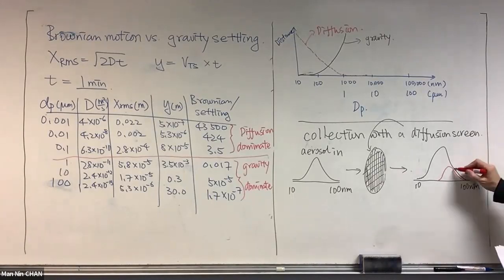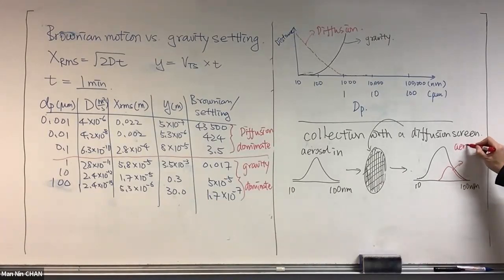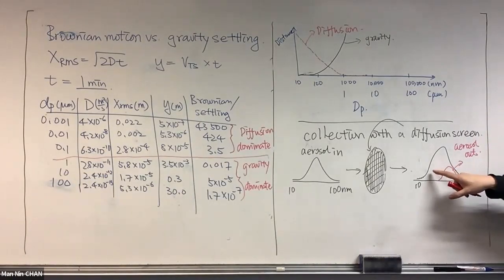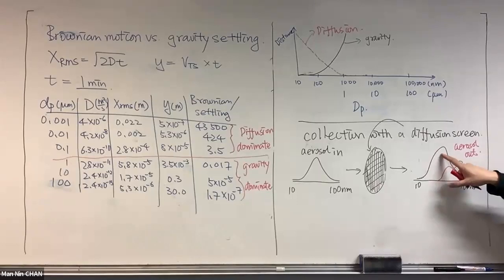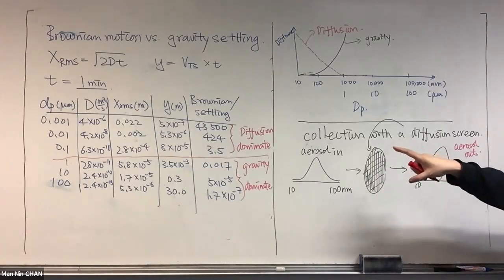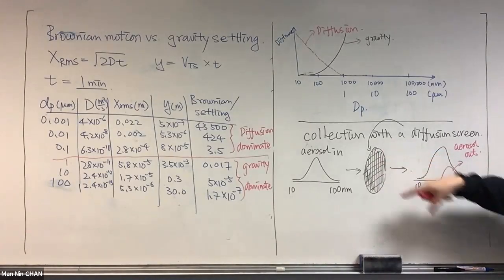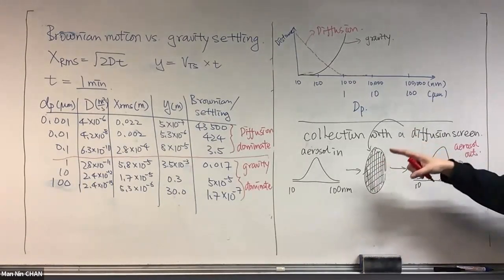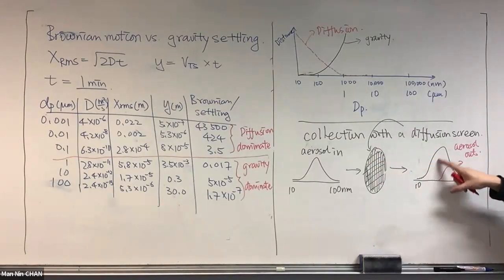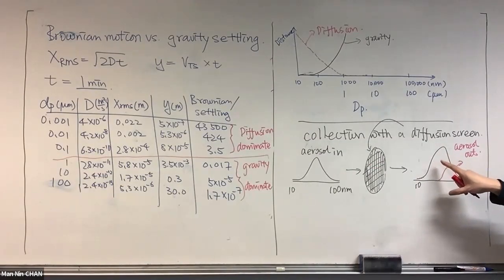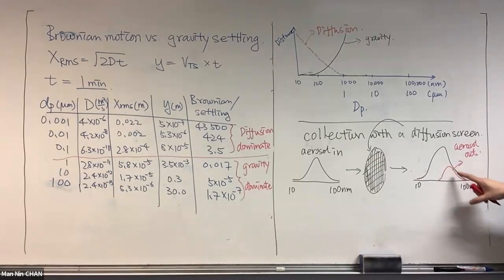So basically, this is your aerosol out. Imagine a smaller particle. It has a larger diffusion coefficient, so it can be more easily removed by this screen by diffusion as you pass through it. Therefore, smaller particles will be removed more efficiently, and of course some larger particles will still pass through the screen.